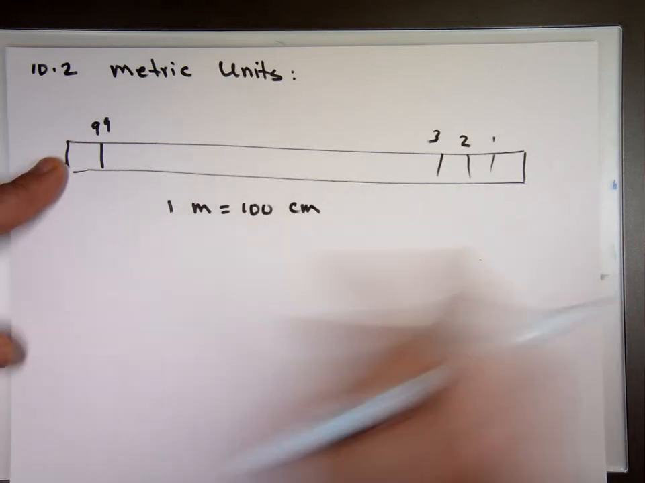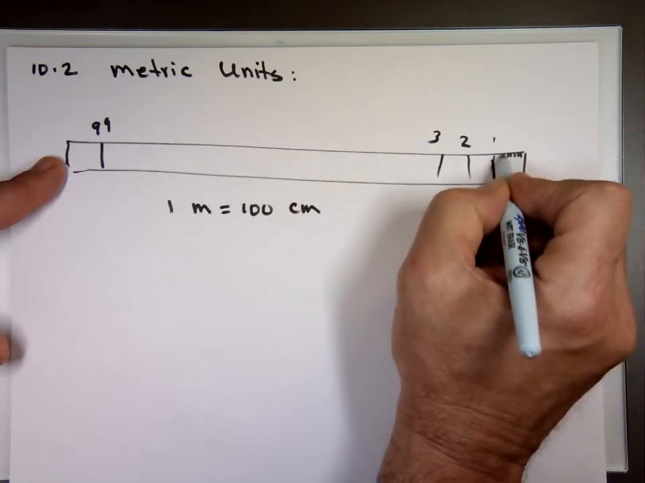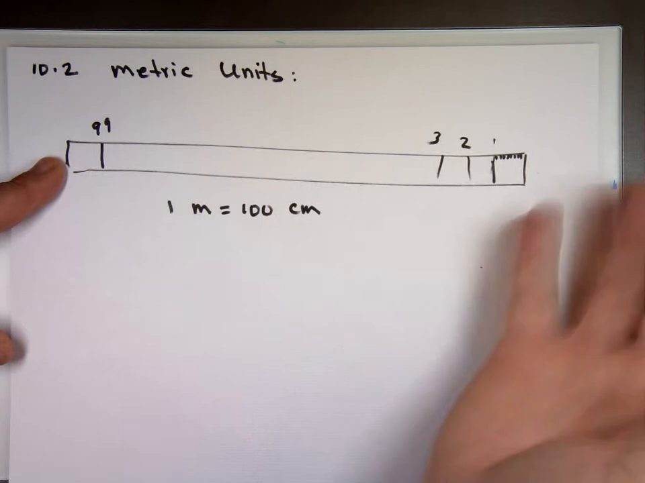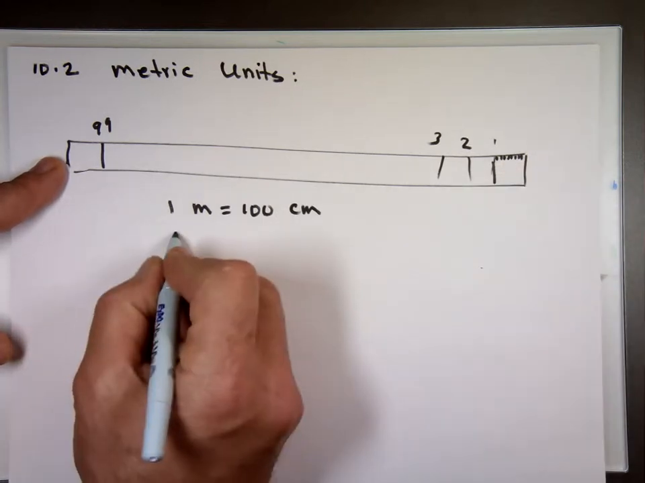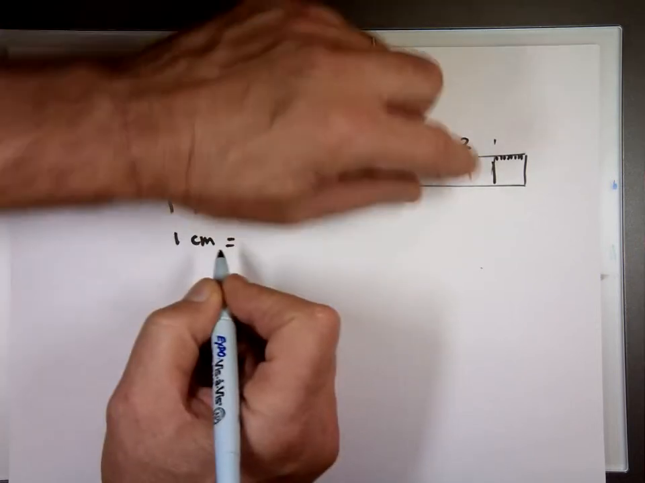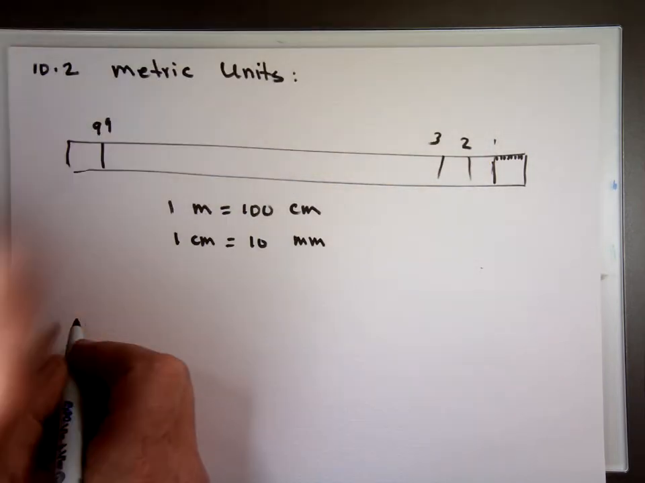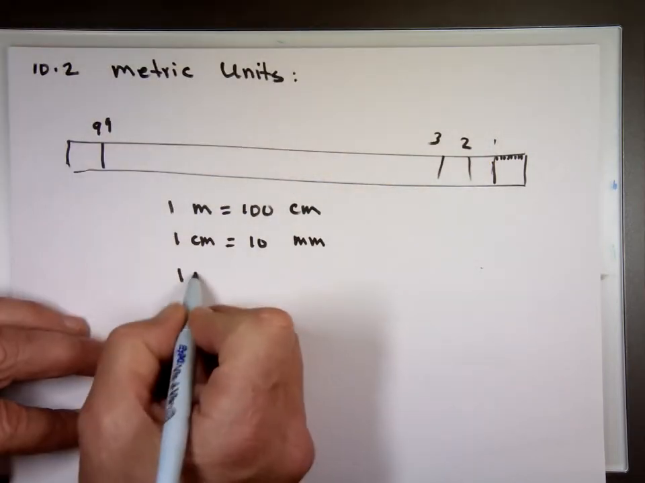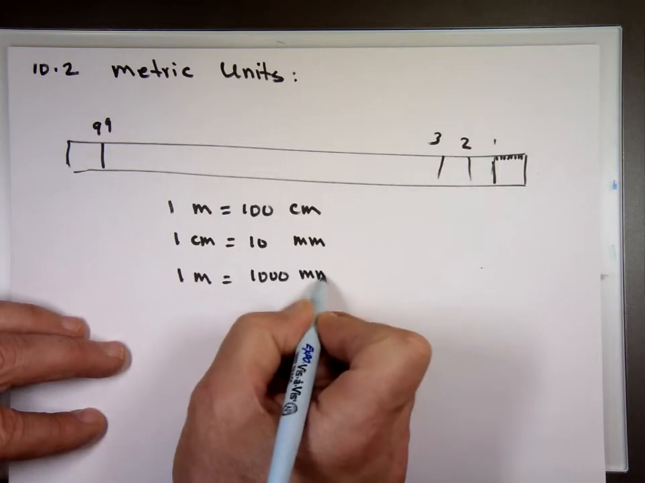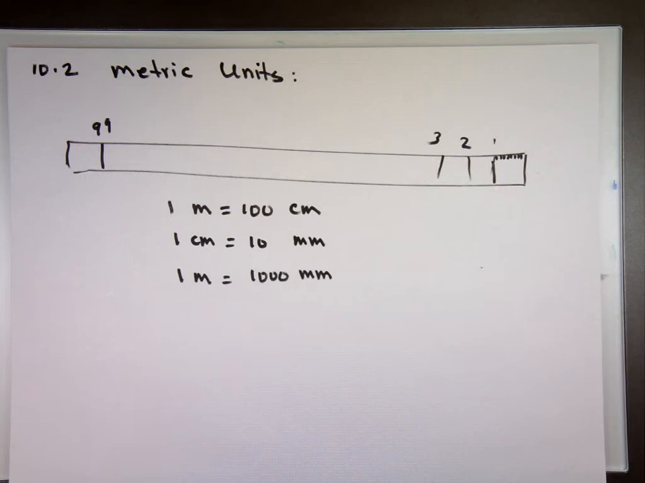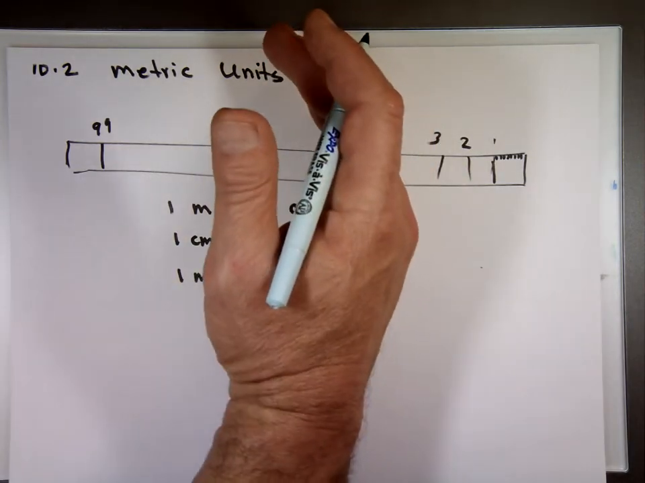You'll see them numbered. Each one of these will have 10 little notches next to it, cut into 10 pieces. Each one of these is called a millimeter. So 1 centimeter has 10 millimeters. Or the 1 meter actually has 1,000 millimeters. Every 10 centimeters is called a decimeter, DM.